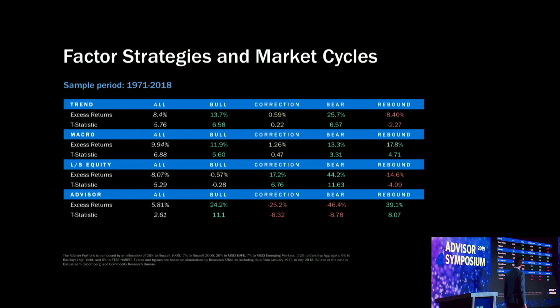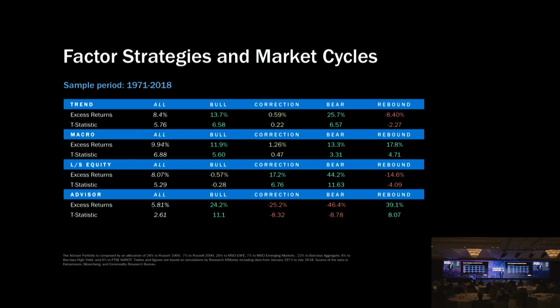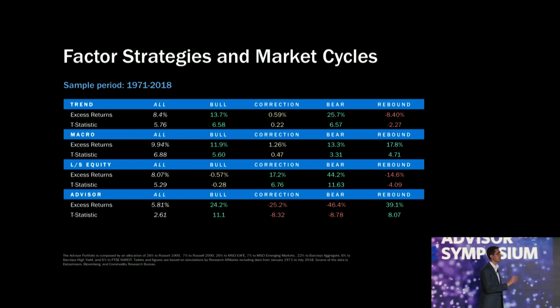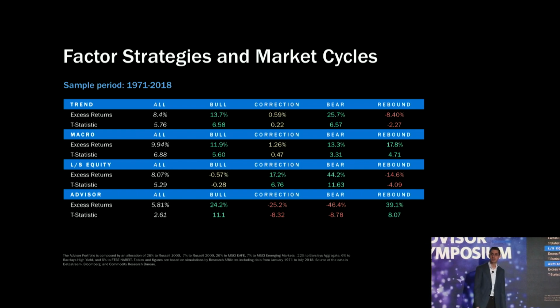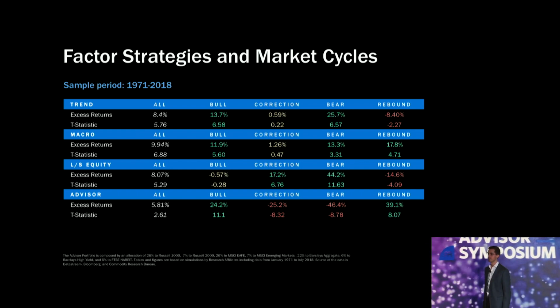What about macro? Macro is actually pretty impressive. Still does not so great during corrections, so you don't really beat cash during those times. The excess returns are, statistically speaking, zero. Examples of strategies that do really poorly within the macro space are foreign currency carry trades, if you're familiar with that, buying currency with high yields, selling currency with low yields. Those strategies are actually going to blow up during correction phases. When we see the VIX spiking up, they're going to struggle.